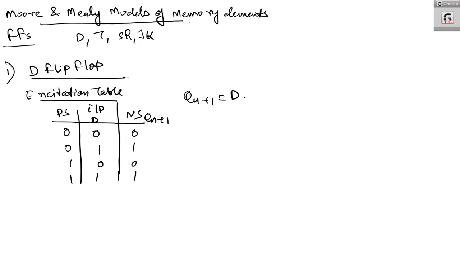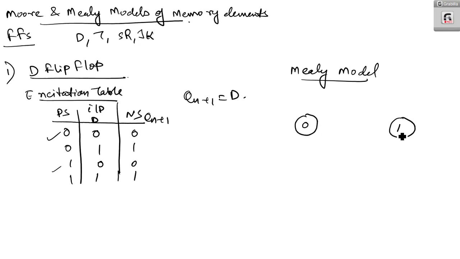Now, how will you form the Mealy model? That is the question. How will you form the Mealy model for D flip-flop? See here, for a D flip-flop there are two states, 0 and 1. So first I am drawing the two states, 0 and 1. If present state is 0 and input is 0, what is the next state? Next state is 0. The output is also 0, so it will come back to the state 0 itself.